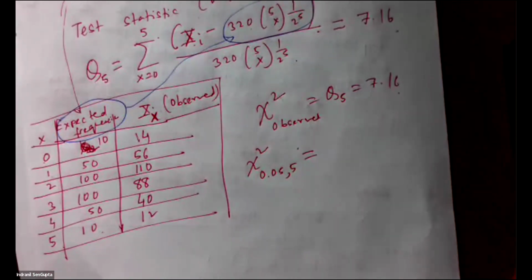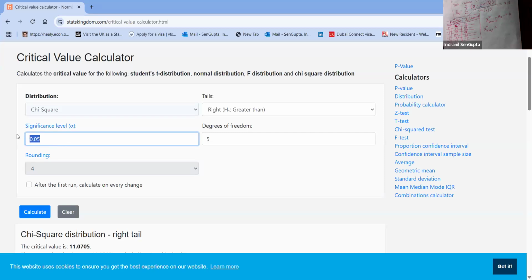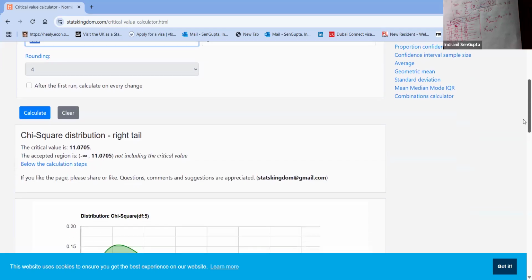What is that? Let's again go to the calculator. So we have to specify 0.05 and 5. Oh, we have already done it. So this number, we have seen it to be 11.07. 11.0705.